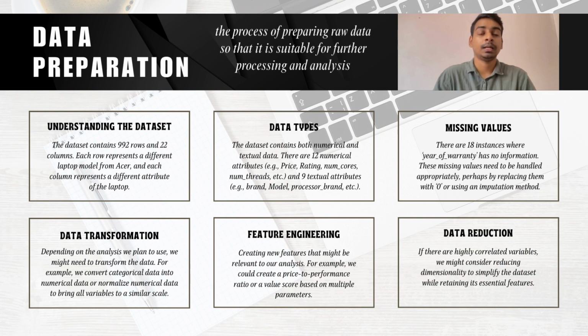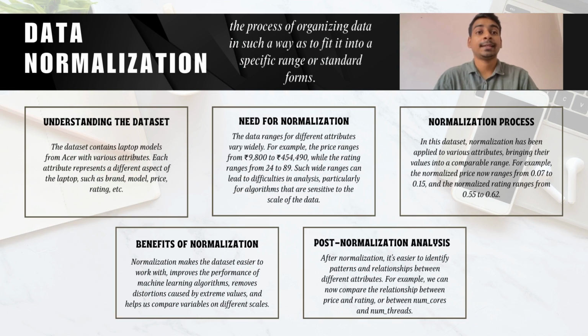Next, data transformation. Depending on the analysis we plan to use, we might need to transform the data. For example, we convert the categorical data into numerical data or normalized numerical data to bring all variables to a similar scale. Next, feature engineering: creating new features that might be relevant to our analysis. For example, we could create a price to performance ratio or value score based on multiple parameters. Finally, we have data reduction. If there are highly correlated variables, we might consider reducing dimensionality to simplify the dataset while retaining its essential features.